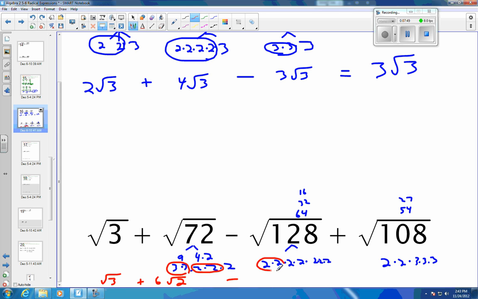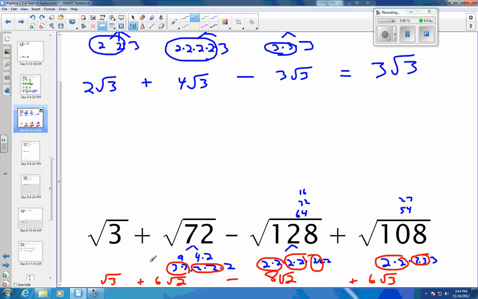This one, groups of 2, so I've got a 2, group of 2, group of 2. So that's going to be 2 times 2 times 2. That's 8 square roots of 2 on this one. And the last one, group of 2 and a group of 2. So that's going to be 2 times 3, which is going to be plus 6 square roots of 3.